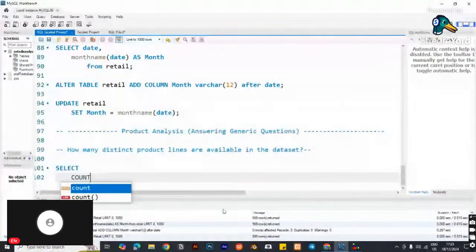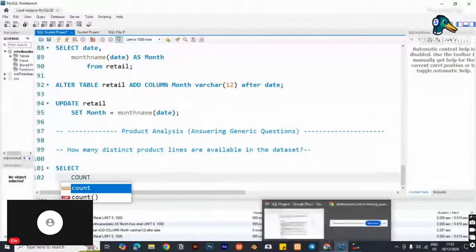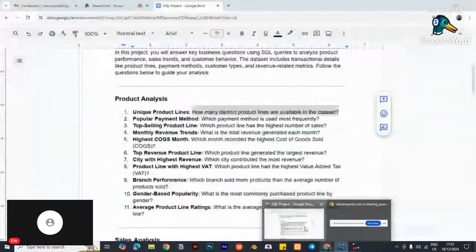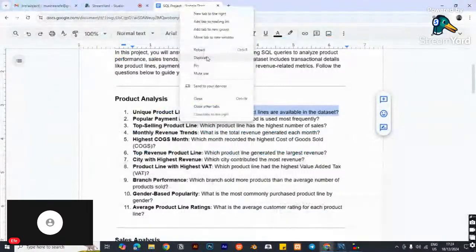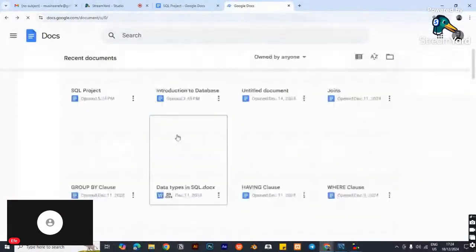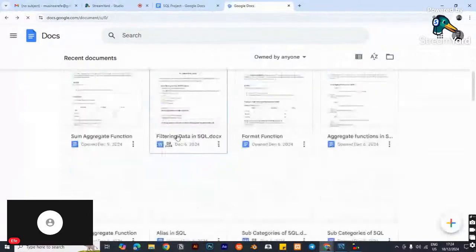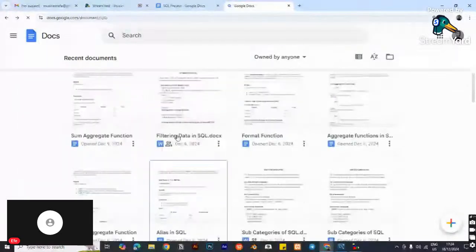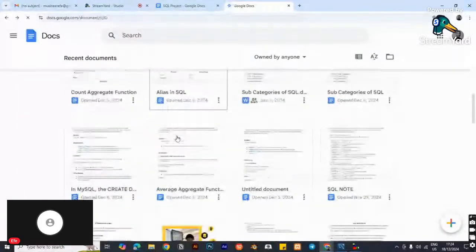I think we still have the notes. Let me see if I still have that. Okay. I don't know if I still have that. Count. Just a refresher in case we've forgotten.